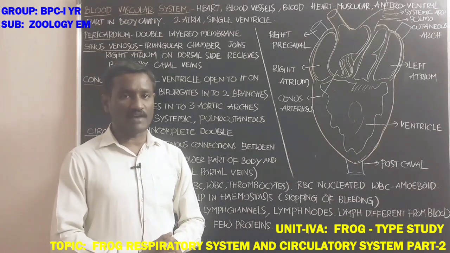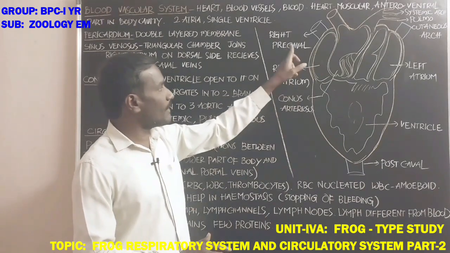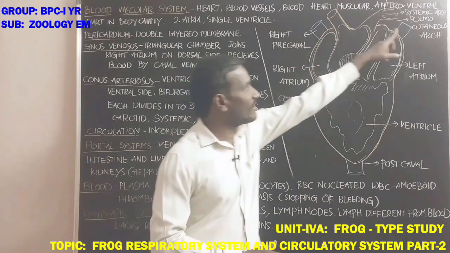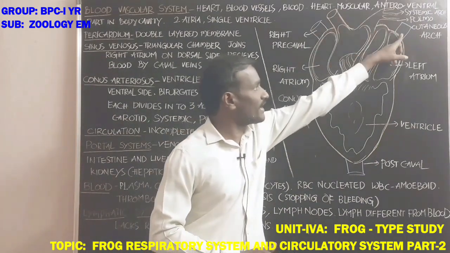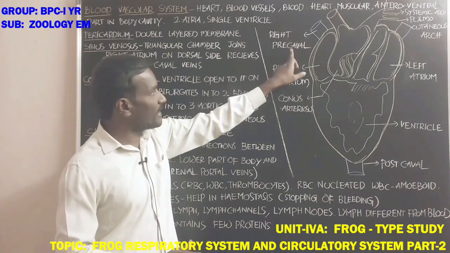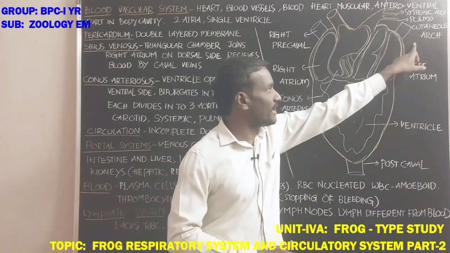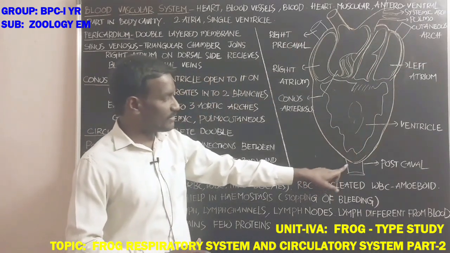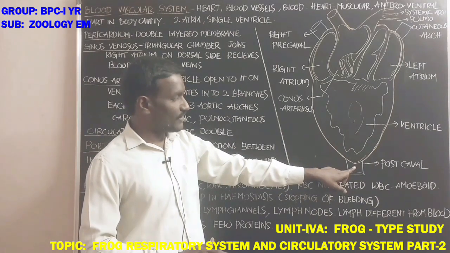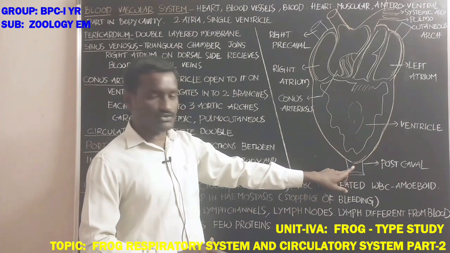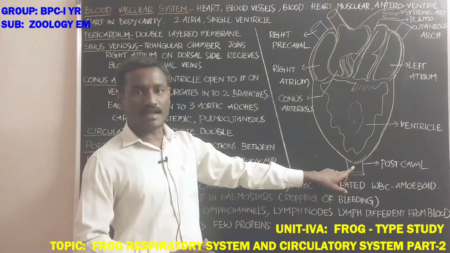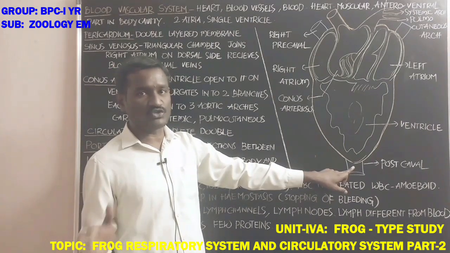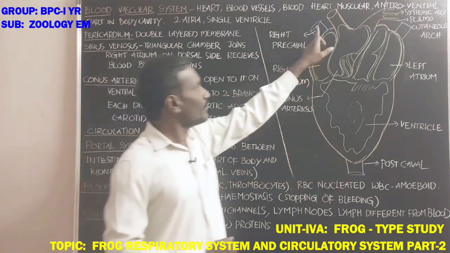Which are the 3 caval veins? 2 are precaval veins. Right precaval, left precaval. Another one is the postcaval vein. It receives deoxygenated blood from the posterior part of the body.